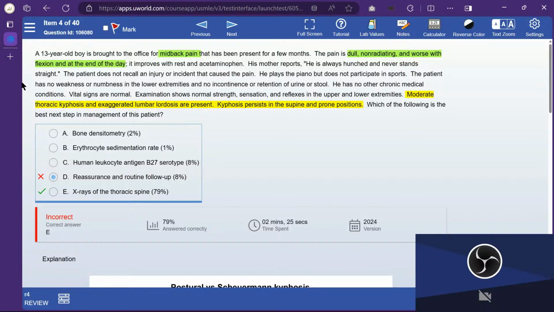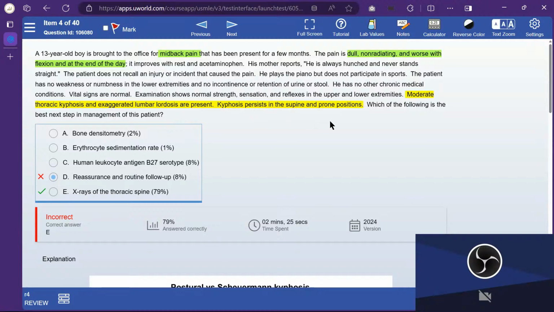So this is a very tough question. A 13-year-old boy has mid back pain, dull, non-radiating. The pain improves with rest and acetaminophen. Another report is that the boy is always hunched and never stands straight. The patient does not recall any injury. Moderate thoracic kyphosis and exaggerated lumbar lordosis are present.